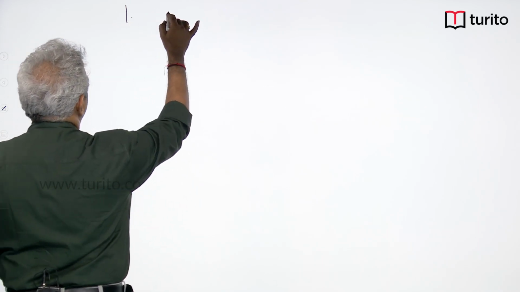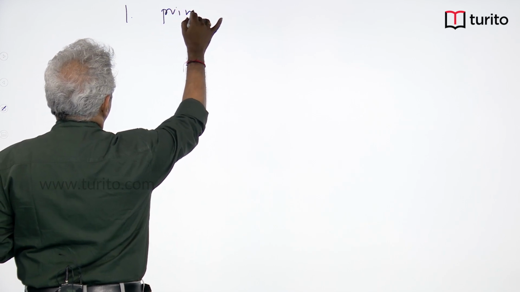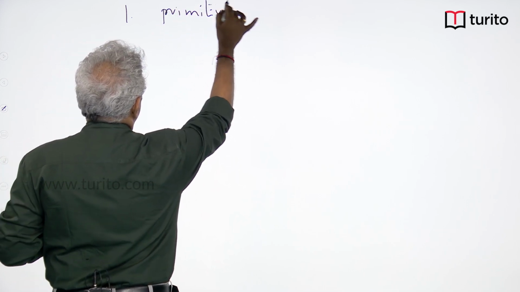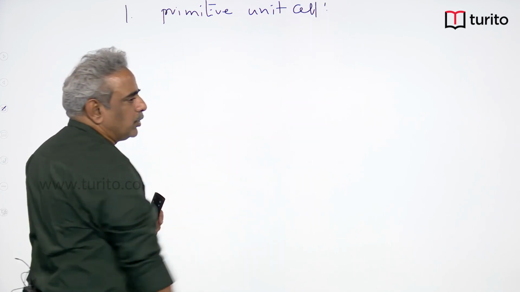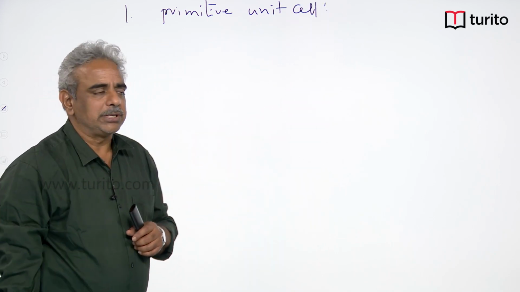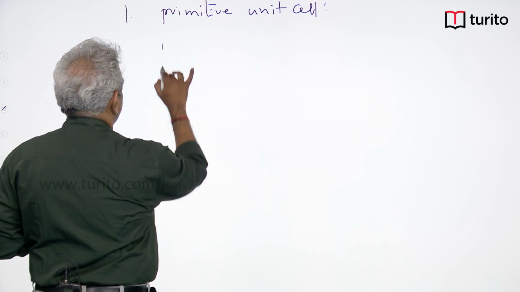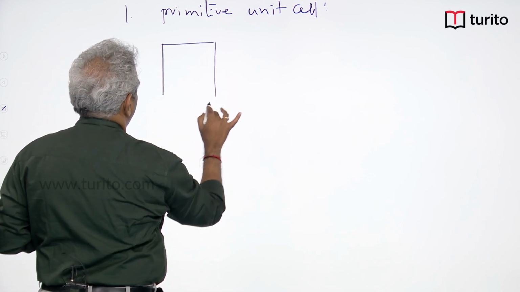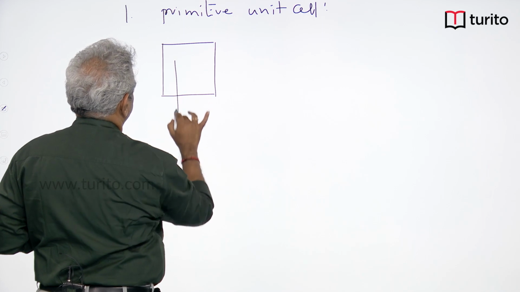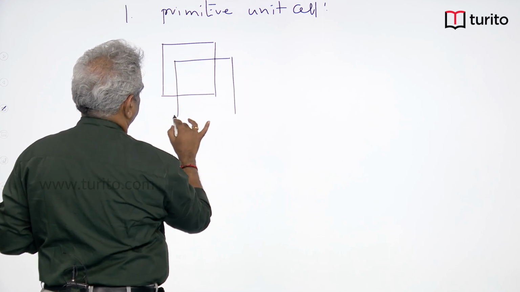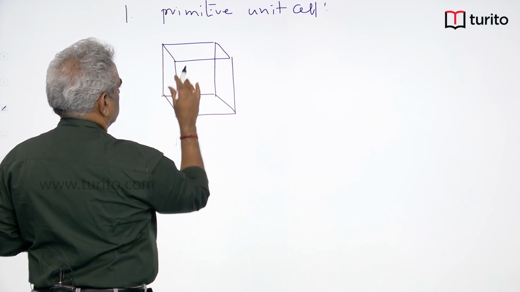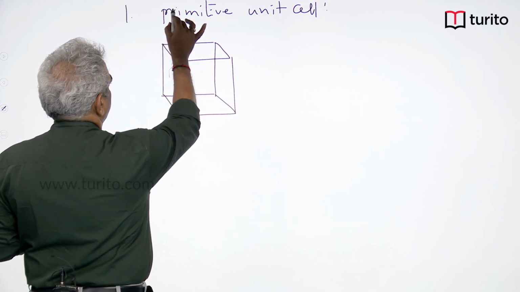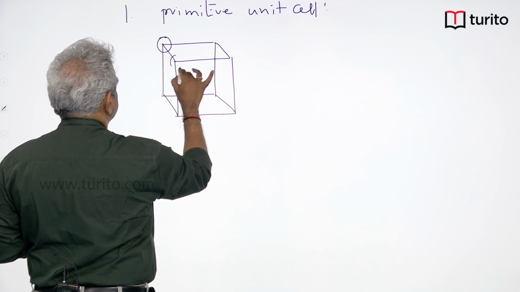The first one is primitive. Primitive unit cell. In a primitive unit cell, what do you have? A cube, you have a cubic system. This is a unit cell. Primitive means only corners.